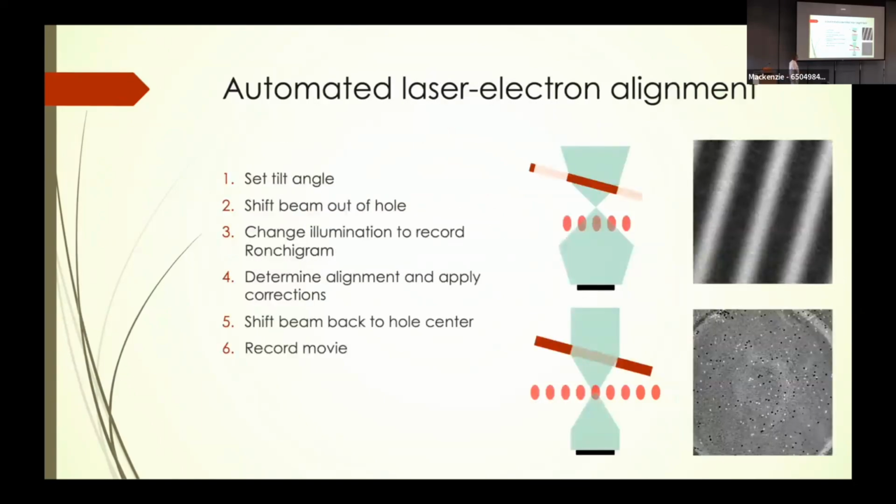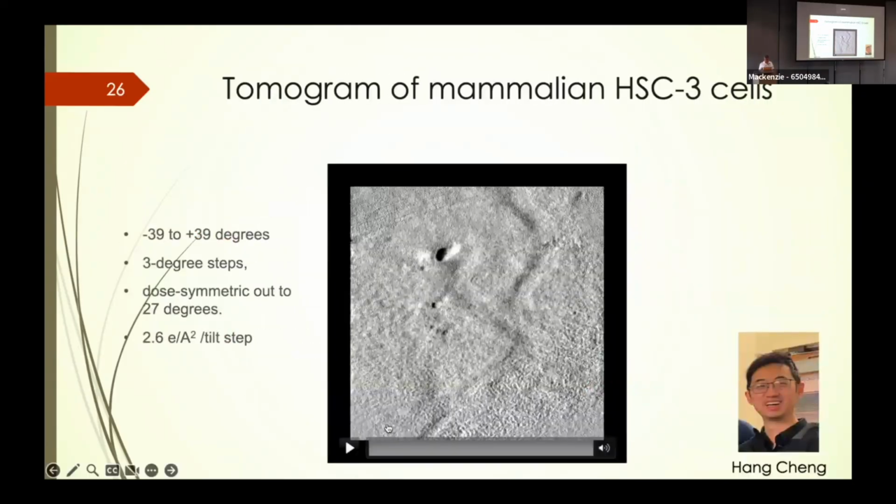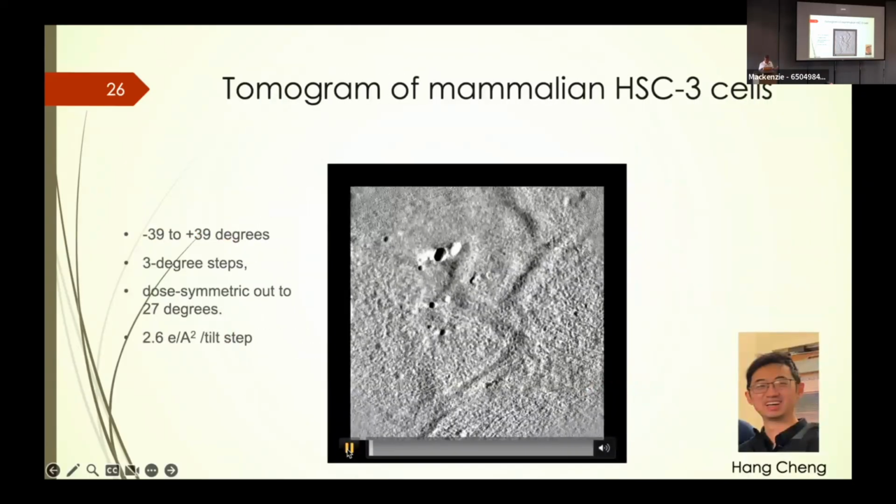We developed an automated alignment procedure that essentially images the laser beam between biological imaging sessions. And from these images, we can extract the degree of misalignment between electron and laser beam, and then give feedback to electron beam deflectors to make corrections. And that has worked well enough so that we could take this tomogram.